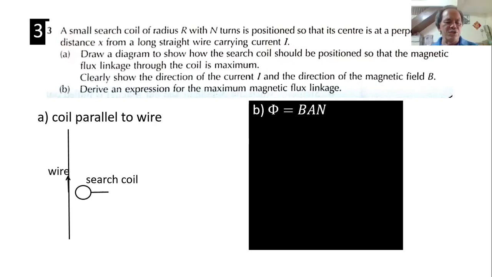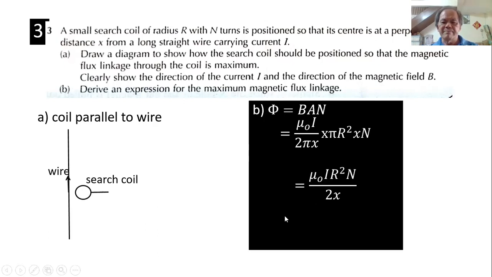Okay, you need to know the formula. B is mu naught I over 2 pi x, where x is the distance. And then A is just the area of the coil, pi r squared, since they give you the radius. And N is the number of turns. Then simplify, cancel the pi, and get the formula, the answer. Okay with that?